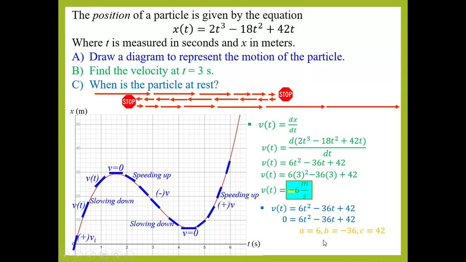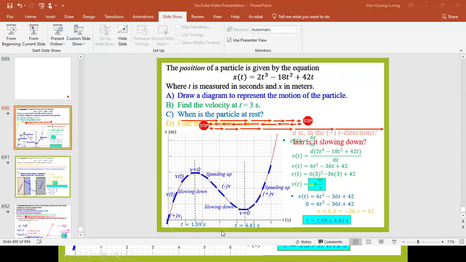And if you do that correctly, you should get a value of 1.59-ish and then 4.41 seconds. So it tells me that the object stops at these 2 points during the motion, okay? And then I'm going to exit the screen real quick because I have it loaded. So I'm just going to help you use a quadratic solver. So if you're practicing at home, you can use this free online app.